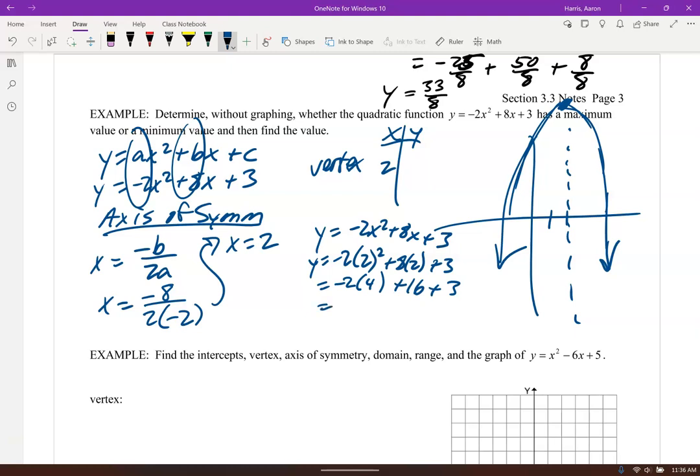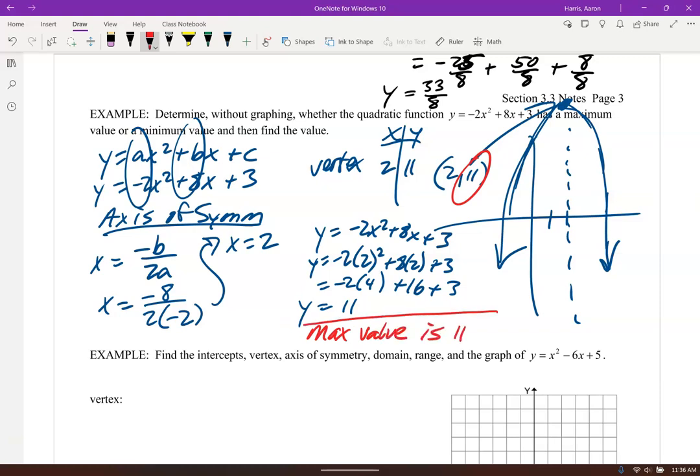So it looks like we got negative 8 plus 16 is 8. 8 plus 3 is 11. So it ends up being 2, 11. That point right there is 2, 11, our vertex. And so the maximum value, that's the y value. Maximum value is the y value. How high is it? Maximum value is at the point 2, 11, but it is 11. Max value is the functional value there.